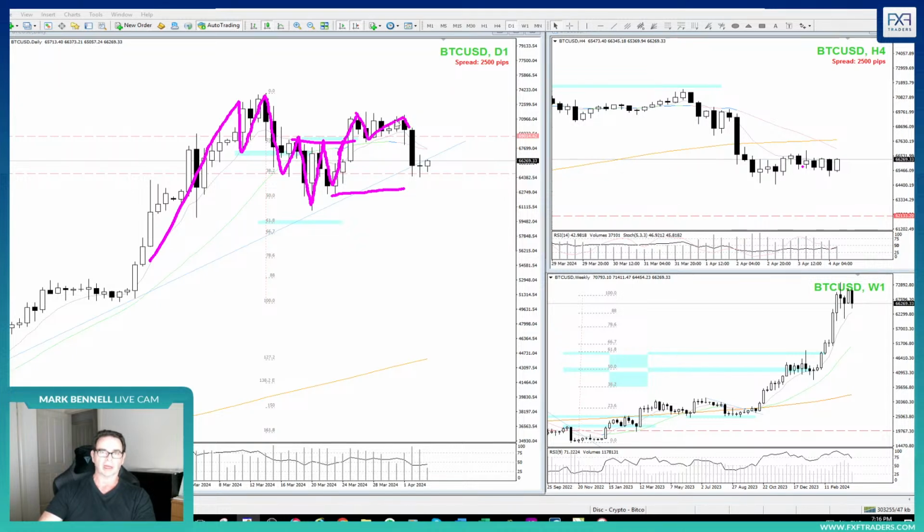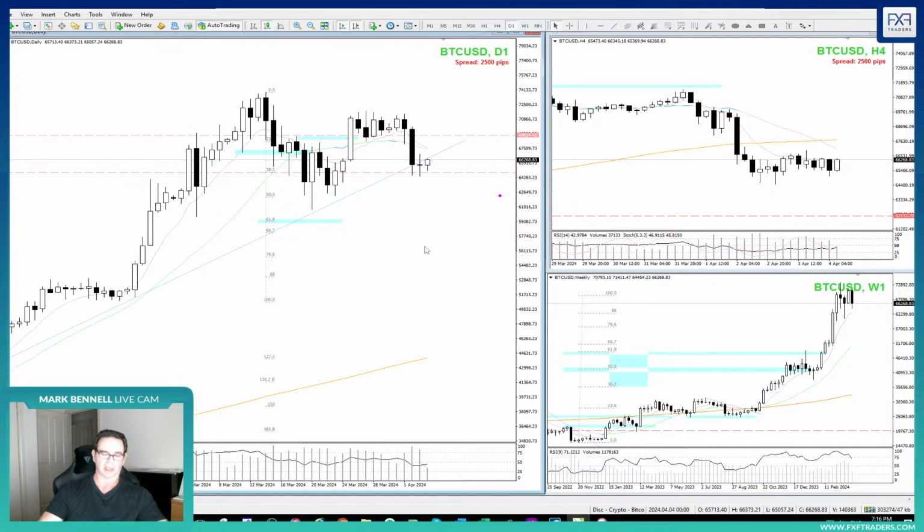And we don't actually have any new high or low swing here. So it's still down here. So the momentum though is down. So you've got to be careful with that.